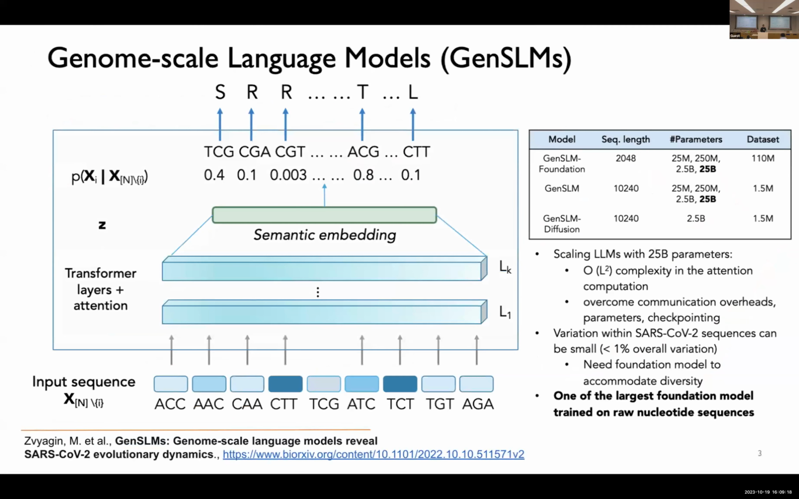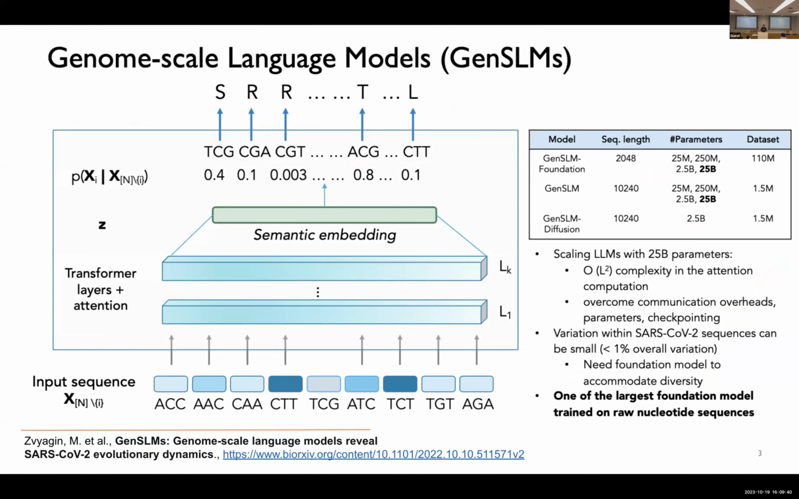So we built a large language model, similar to ChatGPT or these other large language models, but instead of training on natural language, we actually train on genome data sets. And we're training on essentially that RNA level. So this is one step above the protein. It actually encodes more information than just the amino acid sequence layer. And so this is one of the largest foundation models trained on these raw nucleotide sequences.